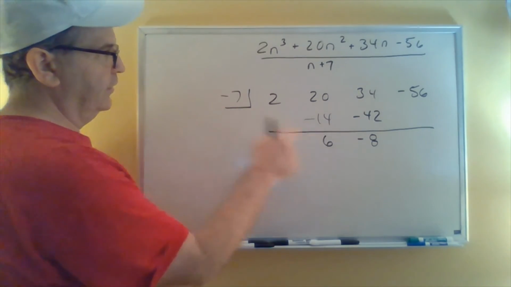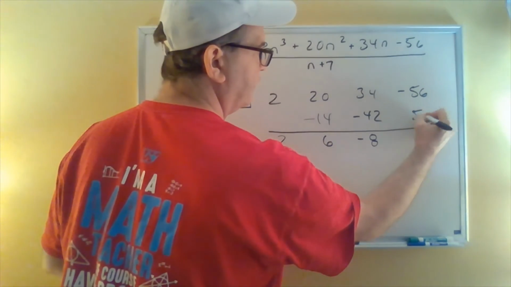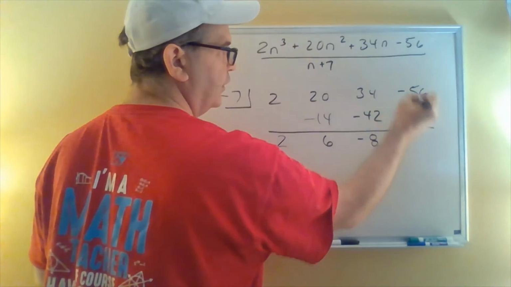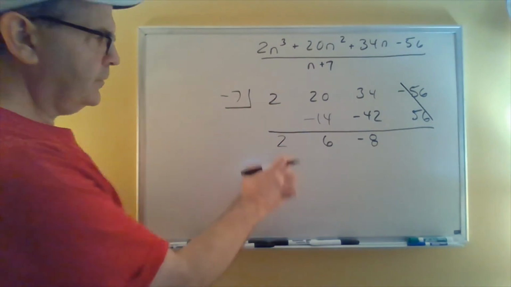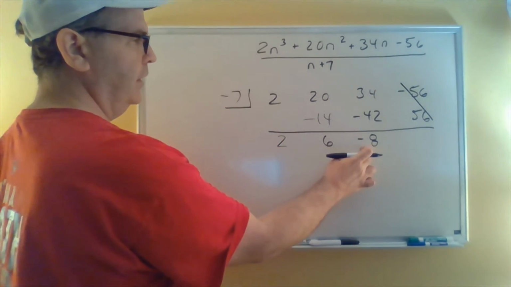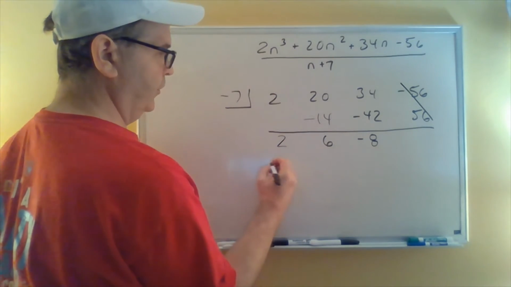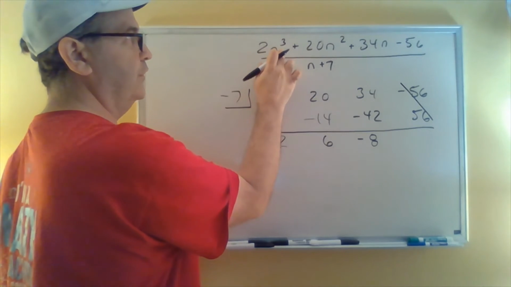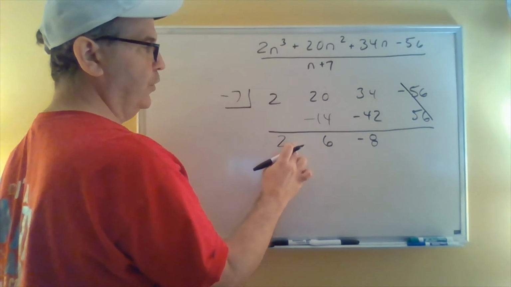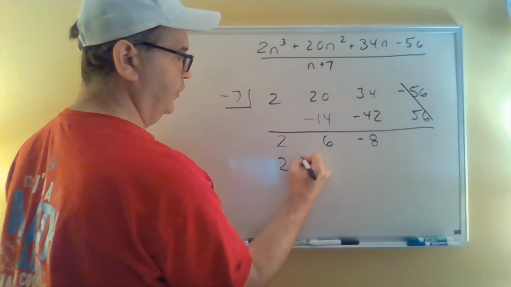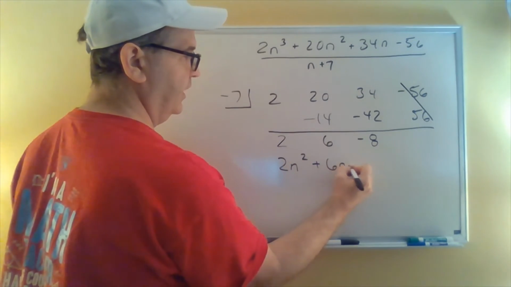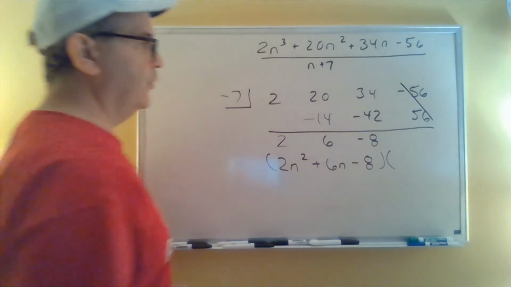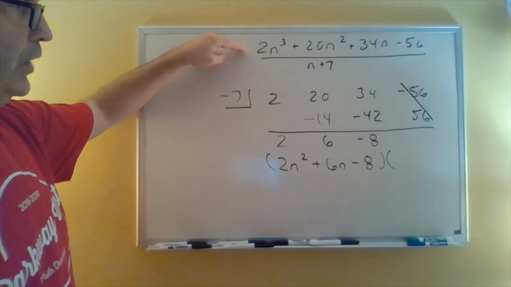Finally, we're going to multiply -7 and -8. That gives us a +56. When we add -56 and +56 together, we get 0. They cancel out. So here are the coefficients of our new trinomial, which is going to go up top. And we always start 1 degree lower than what we originally started with. So if we started with n to the third, we're going to start with n to the second. So we'll get 2n to the second plus 6n minus 8. That's our first factor, because we're using synthetic division to factor our numerator now.